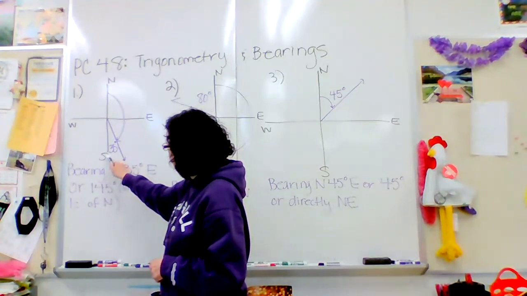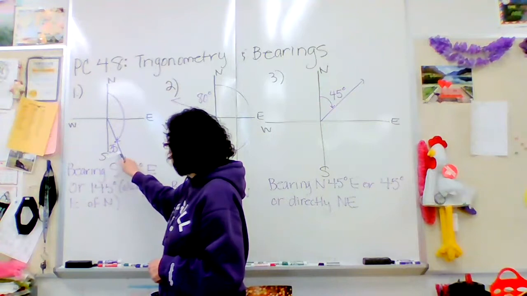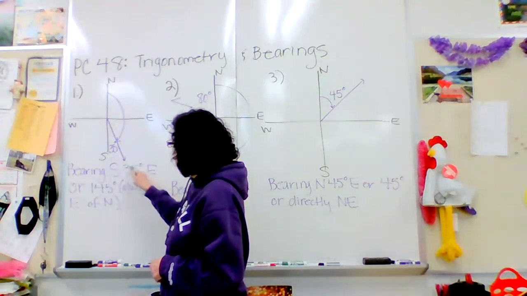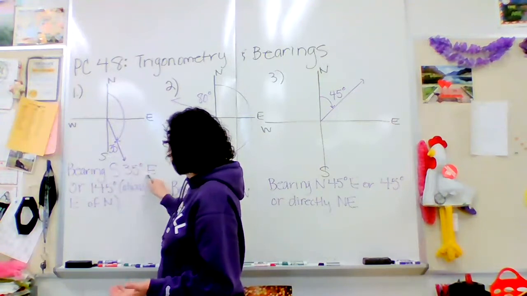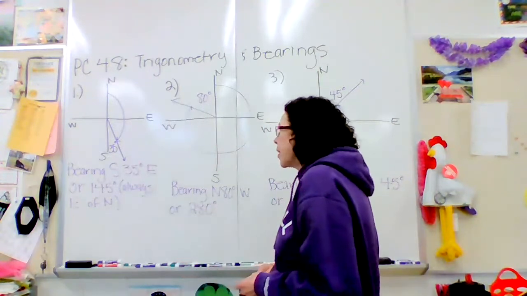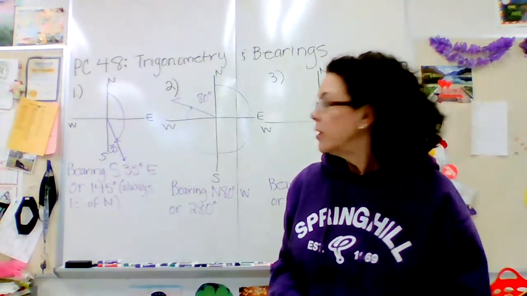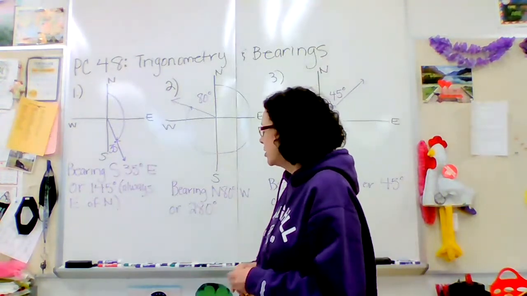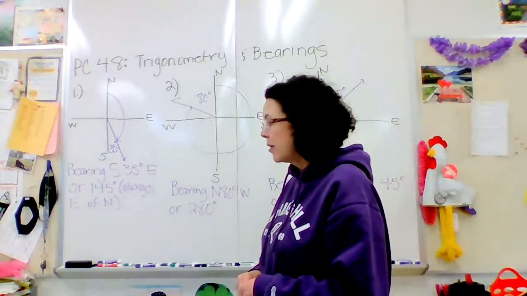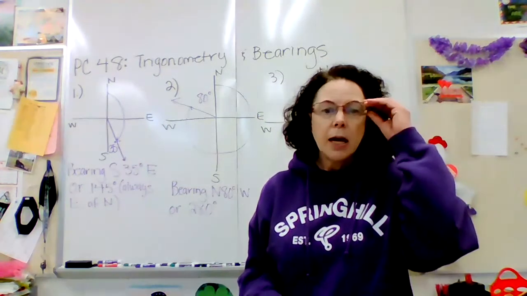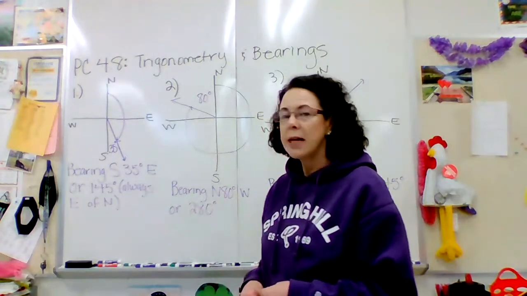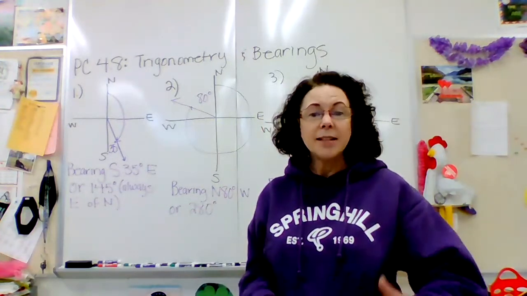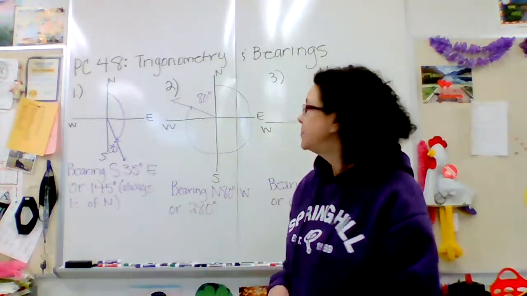If you start south and you go to the east 35 degrees, the 35 is in the middle of south and east. So south 35 east is a way to name this bearing. Or when they don't give compass directions, it would just be a bearing of 145 degrees. When they give you a bearing of 145 degrees, that's always how far you rotated east of north.